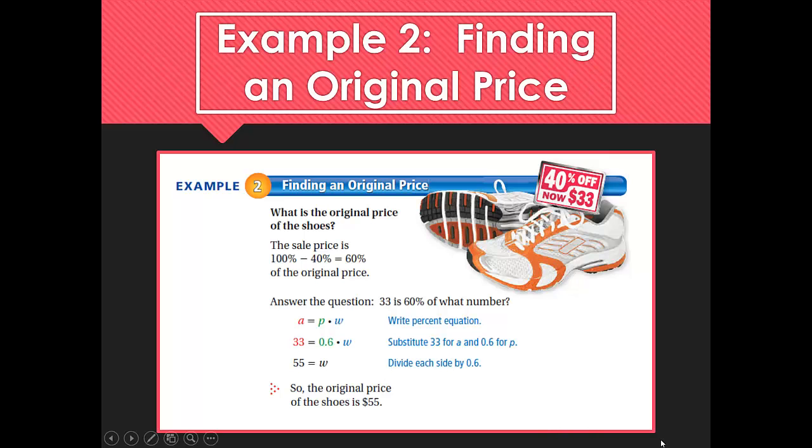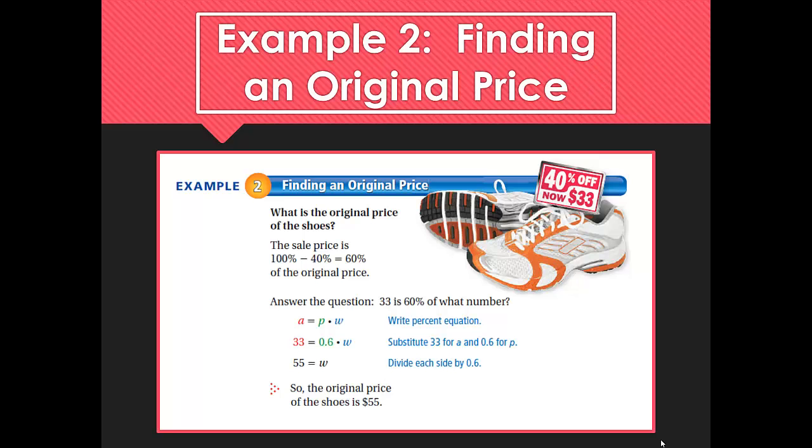For our second example, we're finding an original price. What is the original price of the shoes? You can see it says the shoes are 40% off, and now they're $33. We want to know the original price. What were they before that discount? So what is the original price of the shoes?